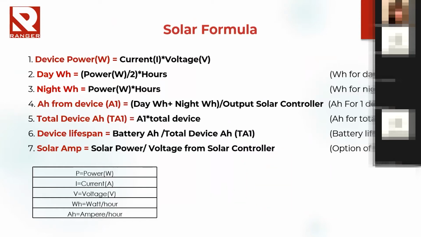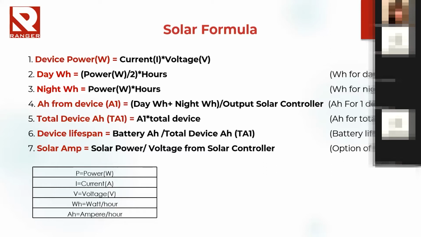For the first formula, this formula is used to calculate the device lifespan, if you want to know how long this battery can support my device. First you must have the device. For the camera, all cameras have their own current and voltage, so we can get the power of one camera. To calculate it, we have to calculate for day and night, because the power for day and night is different.